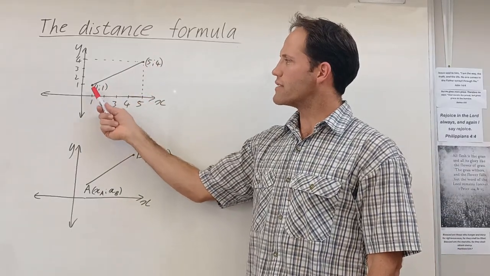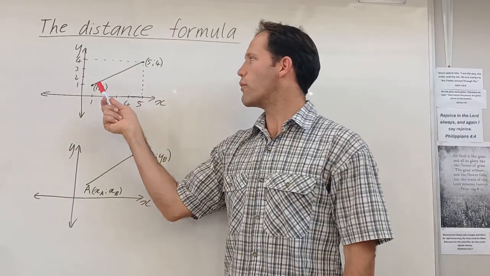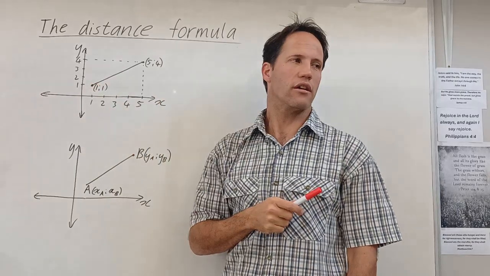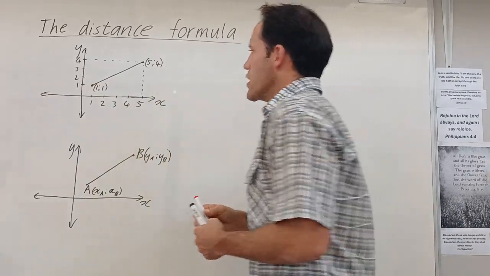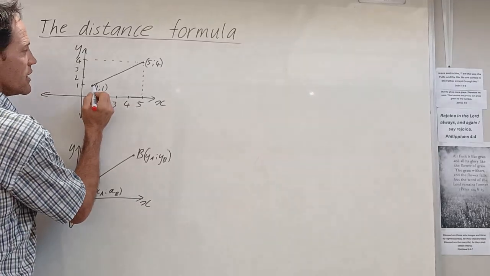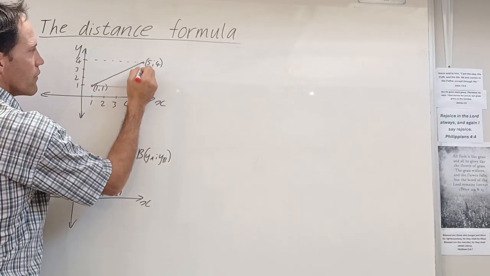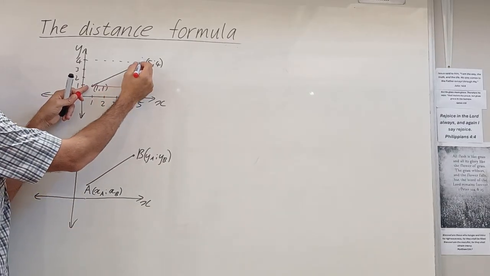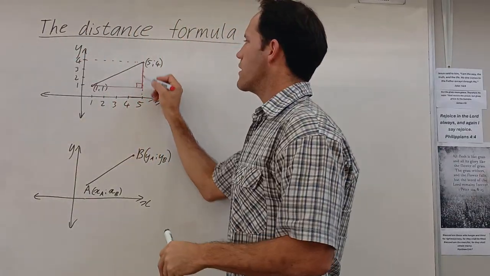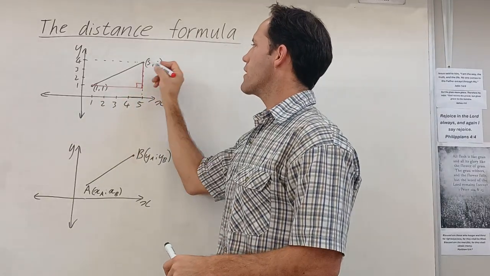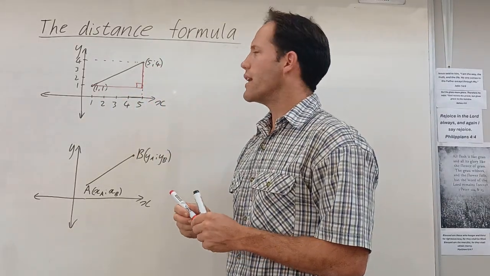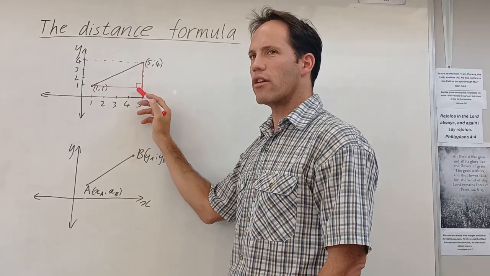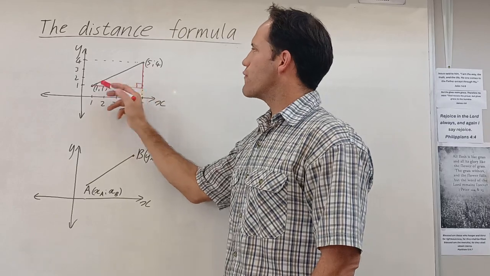Okay? If I give you this line on the Cartesian plane, this line from (1, 1) to (5, 4), and I say, what's the distance of that line? What you can do is you can see it as a triangle. If I go straight this way and I go straight up, then this is actually a right-angled triangle, with a 90-degree angle. So I can actually use Pythagoras to find the distance there.